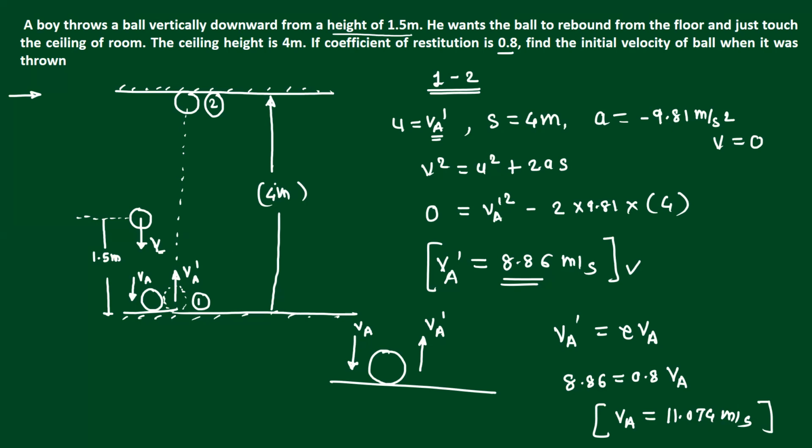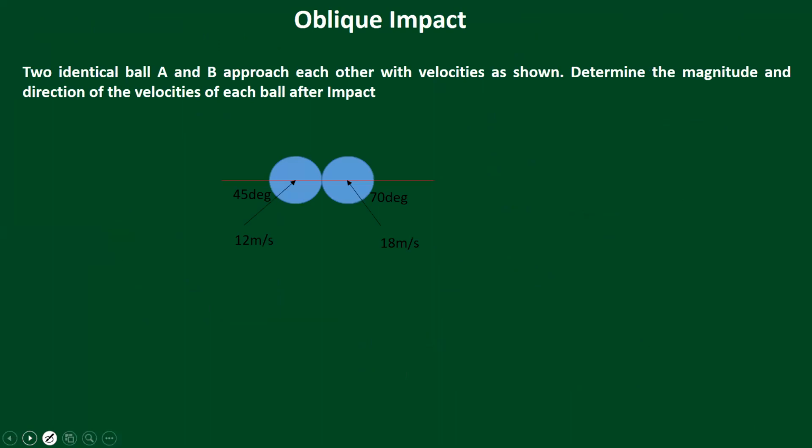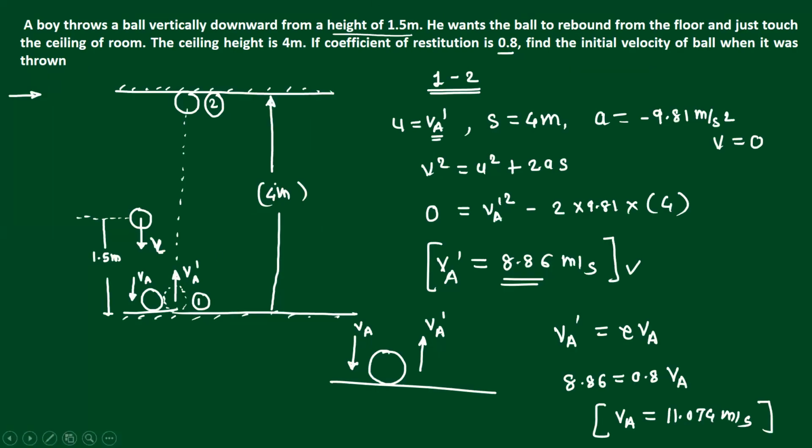Now we have to find out the initial velocity with which the ball was thrown in the downward direction. Now you can use again the equation of motion. So this is the velocity v. This is the velocity when the object reaches the ground, va. This distance is 1.5 meter.